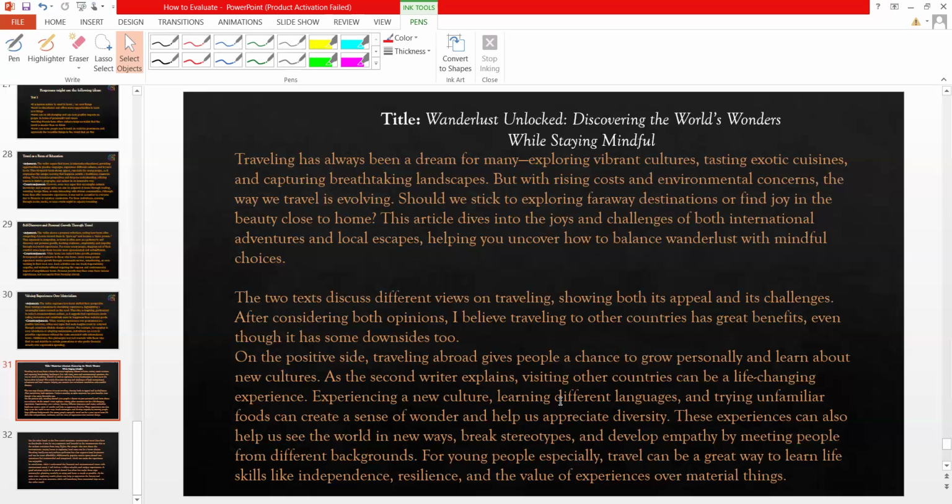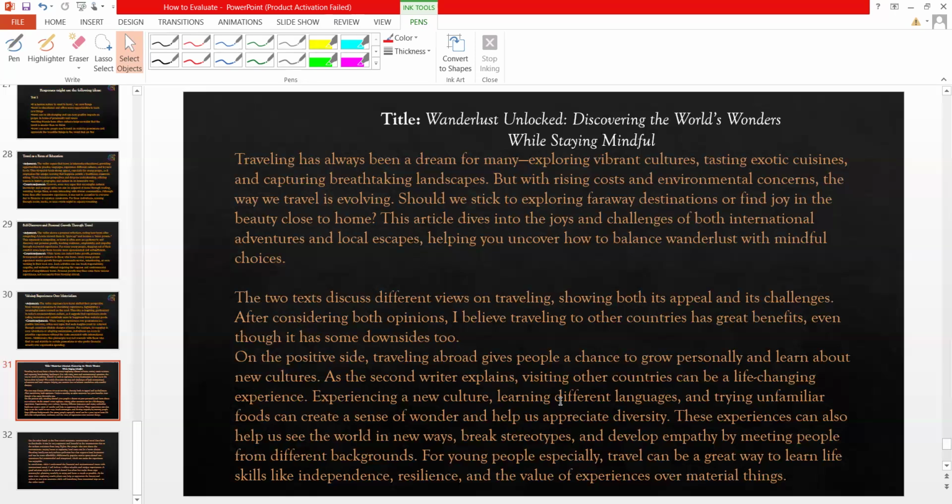Now, the two texts discuss different views on traveling, showing both its appeal and its challenges. After considering both opinions, before even giving your opinion, you must have an overview. I believe traveling to other countries has great benefits, even though it has some downsides too. That means the writer is agreeing that he should go abroad, he should go to other countries for the vacation. Now, on the positive side, traveling abroad gives people a chance to grow personally and learn about new cultures.